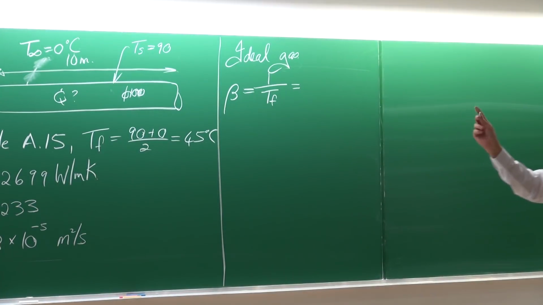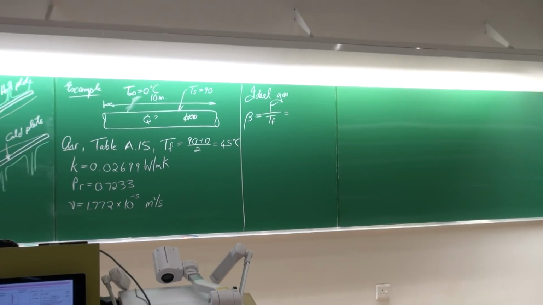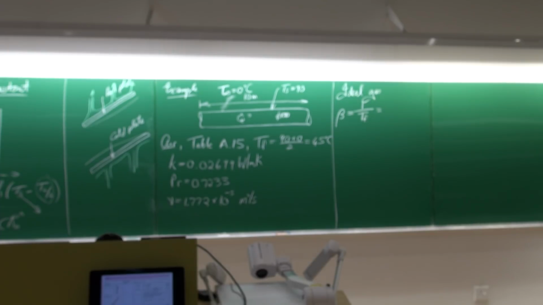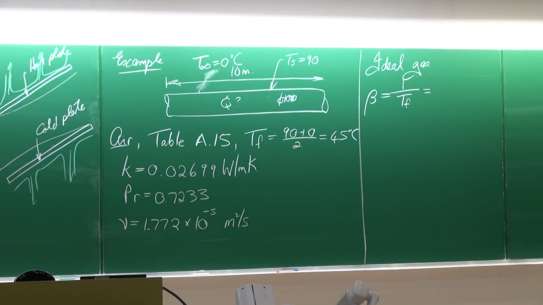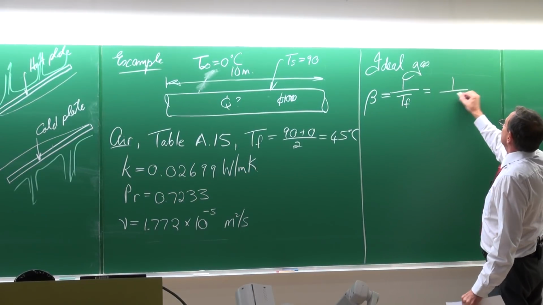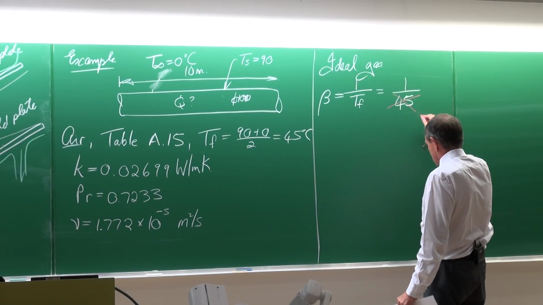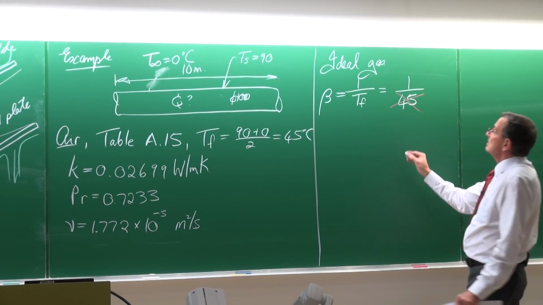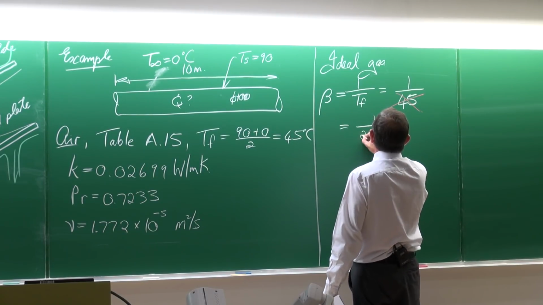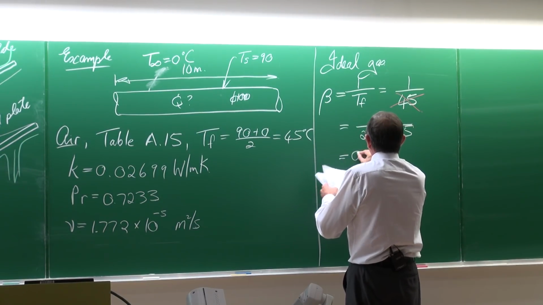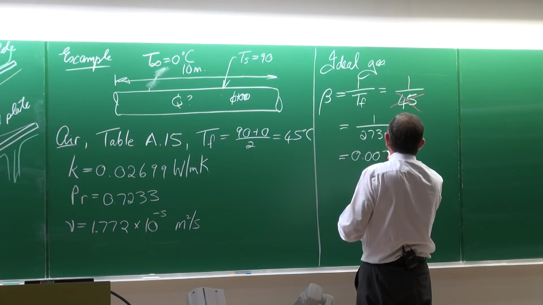Okay, so help me in terms of what is TF, how are we going to calculate that? What is 1 divided by, which values should we use? Which value should we use for TF then? 45. 45? You all agree? 1 divided by 45. We have to be careful. It should be in Kelvin. Okay. So it is equal to 1 divided by 273 plus 45. And it is equal to 0.003145.